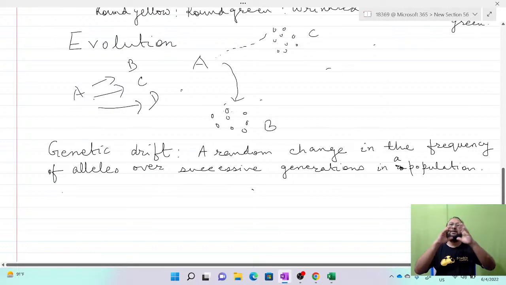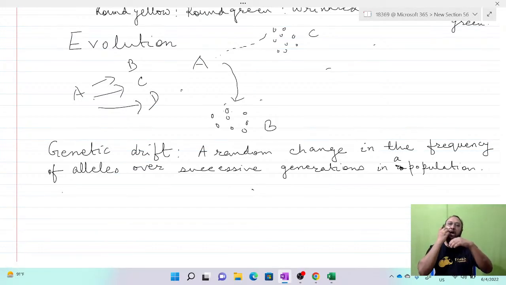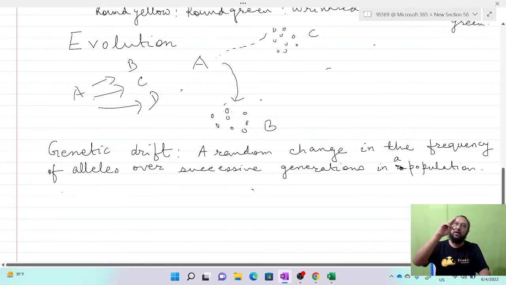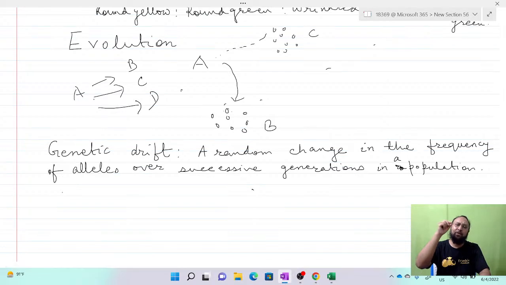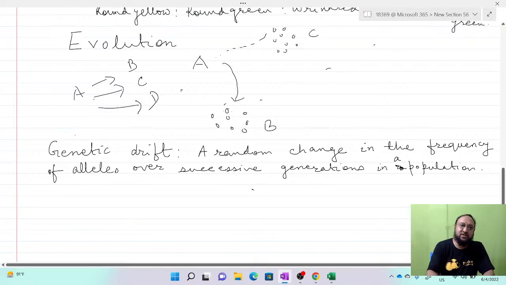Now that means there is a random change in the frequency of alleles. For example, we are talking about a sudden change in the alleles in a trait, in a character. There is some change in the alleles, for example the capital T or small t, and then we have genes that control the free lobe or attached lobe. So there are alleles controlling this character, and there is a sudden, random change in the alleles and in the frequency of alleles over successive generations in a population. That is one of the causes for speciation.